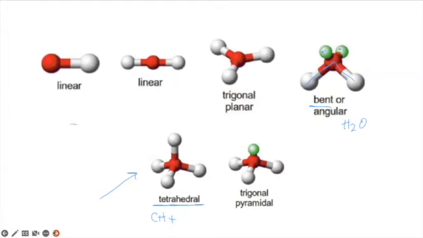So there's linear, and there's two different types of linear. If we were just to have one atom, so let's say oxygen was bonded to itself, that'd be an example of linear. Here's an example of linear, but with 3 atoms. A good example of that is CO2. It has those double bonds.